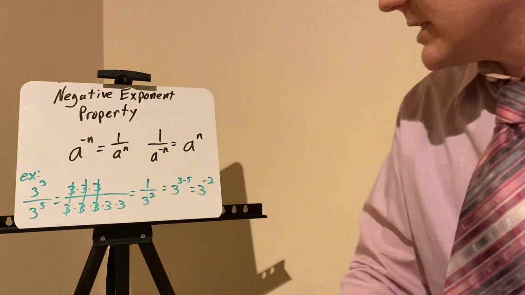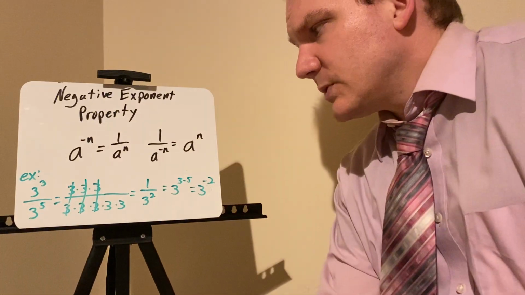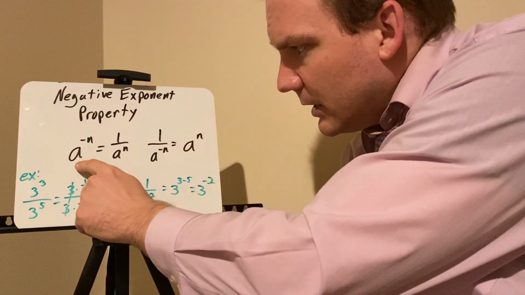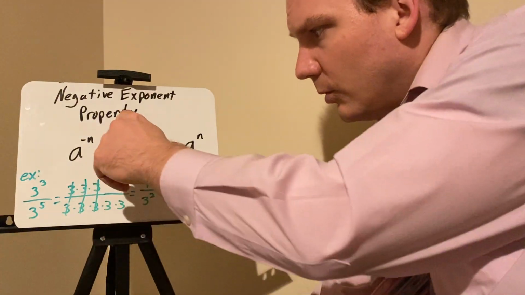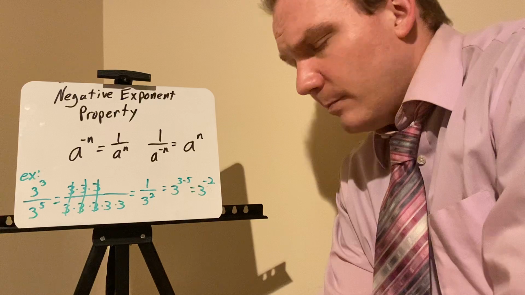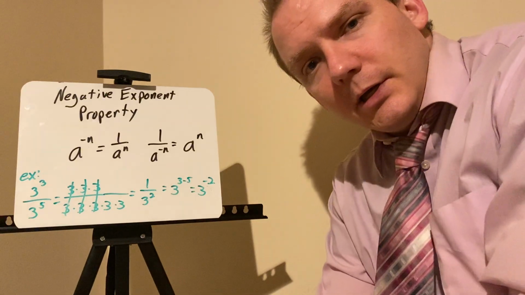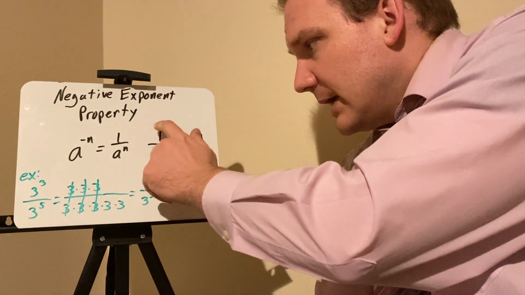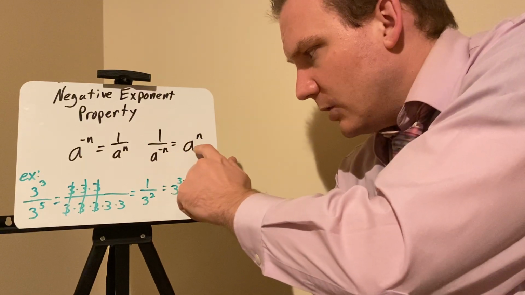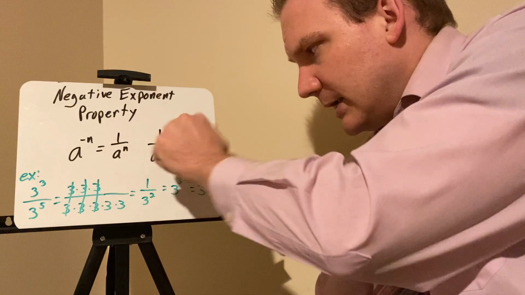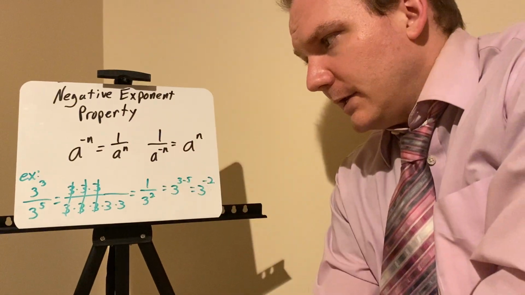Next is the negative exponent property. So in this one, there's kind of two parts to it. There's a base to the nth power, to the negative n power, would equal 1 over that base to the positive power, with a positive exponent. And the reverse is true too. 1 over a to the negative n would actually equal a to the n, because you kind of take the reciprocal of it. How do I know this works?